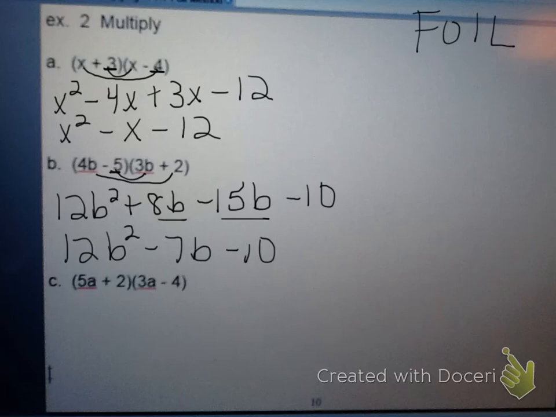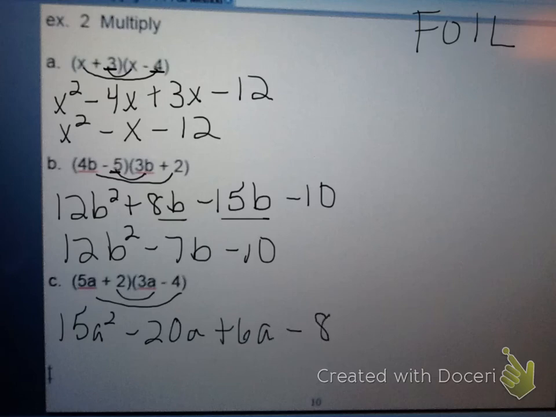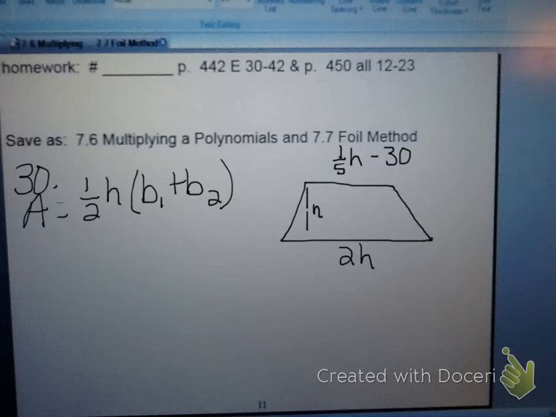Example C, again I'm going to do the FOIL method. It's 15a squared. My outside is a negative 20a. My inside is a positive 6a. And my last is a negative 8. Combine the two middle terms. That is the end of today's lesson.